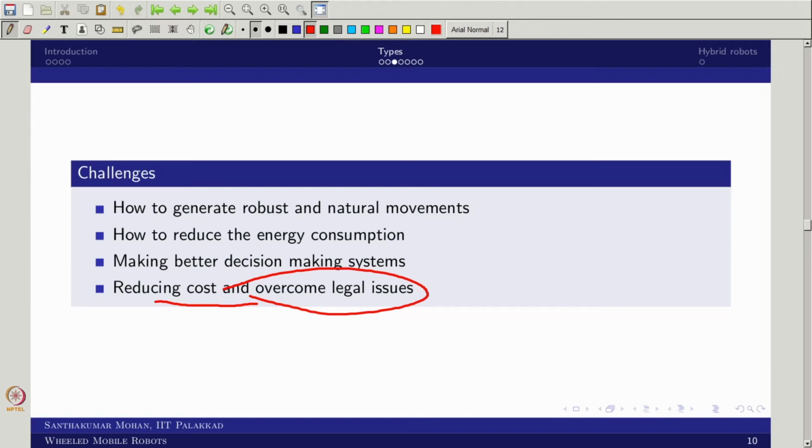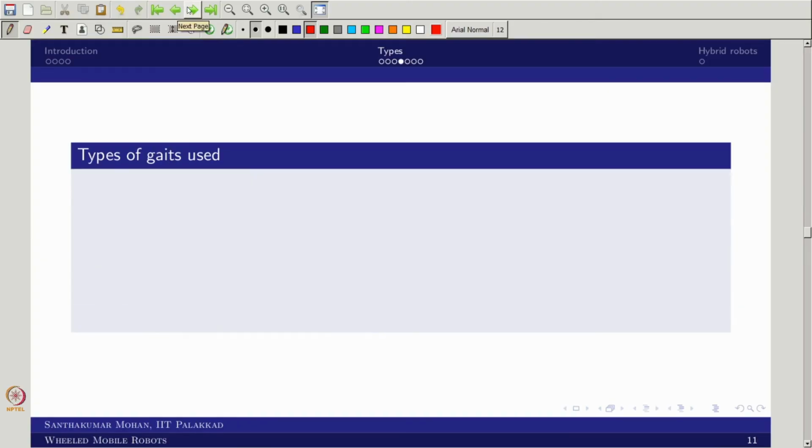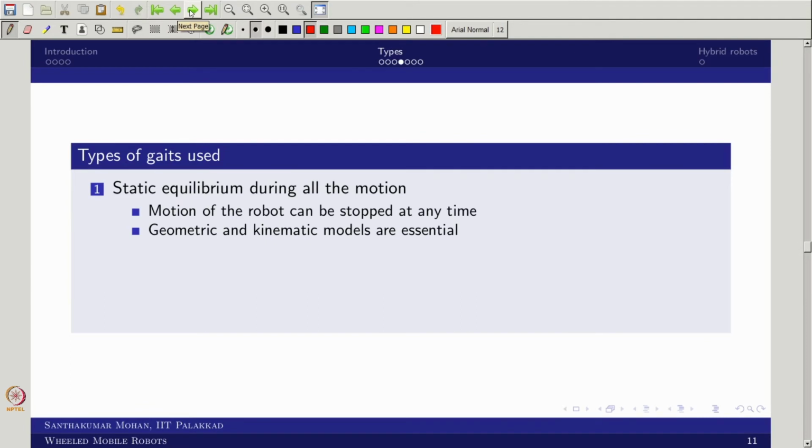Although Boston Dynamics has tried to show many variants of the humanoid robot, it is not really in proper shape. So that is what we are trying to address. Now, for the types of gait used, we are thinking about the static equilibrium gait. In the sense that we are trying to duplicate what the animal does. So in the sense, the motion of the robot can be stopped at any time.